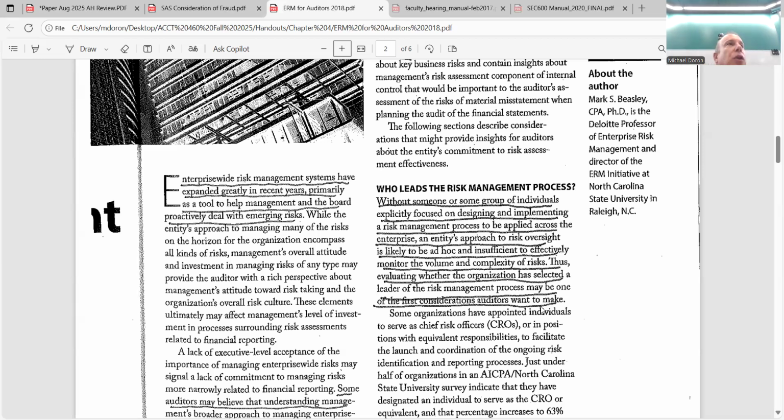So we already talked about this. You need to see, is this company taking enterprise risk management seriously? Do they have a committee, a plan in place, how to deal with things? If they don't, that's a bad sign.